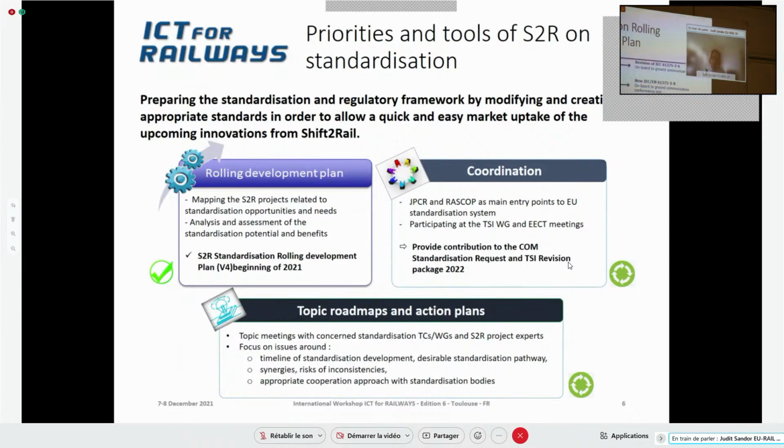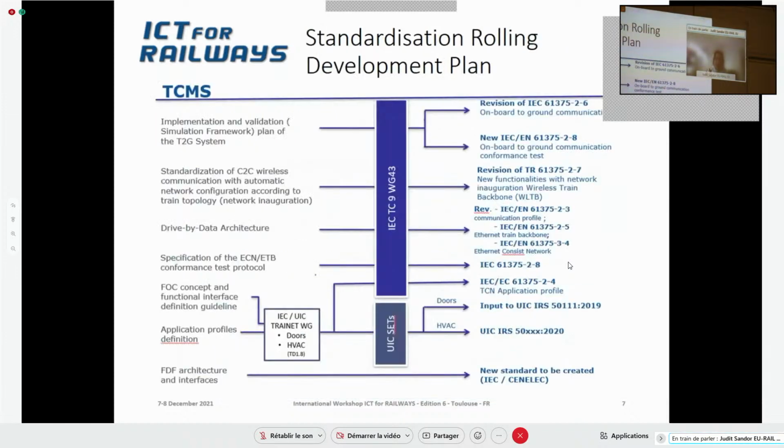If you go to the next slide, you will see a visual example of the outcome of the standardization rolling development plan. This is the collection of standardization and regulatory inputs that are expected from the Shift2Rail program and identified. Here you can see an example at TCMS, and I am also very happy to see that in the program you will have a much more technical presentation done by the Connecta project, the Shift2Rail experts.